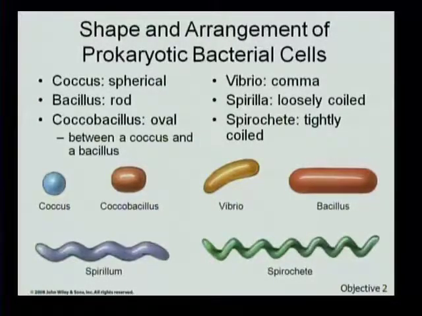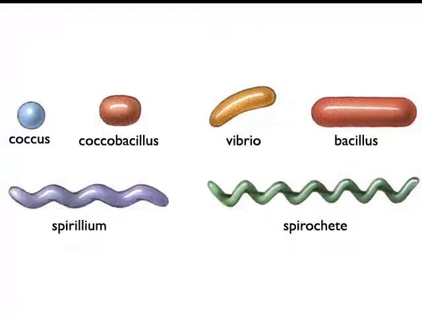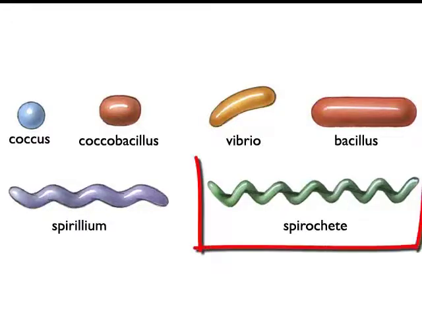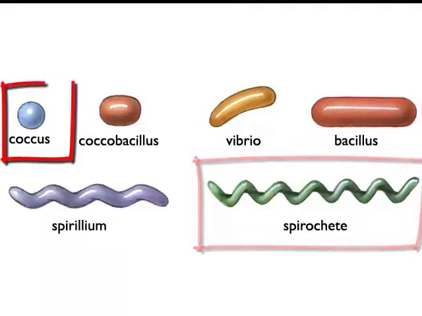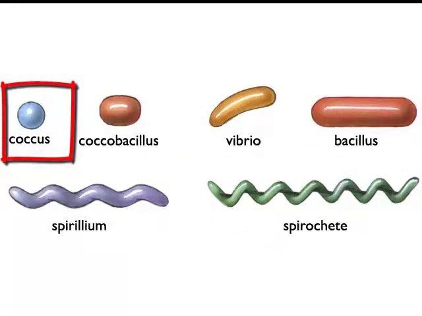Okay, so moving on to objective two, let's look at the shape and arrangement of prokaryotic bacterial cells. Remember, they're just single-celled organisms, but look how different they look. Look at the difference between a spirochete down on the bottom right and a coccus on the top left. These are all prokaryotic cells. They're weird and funky and cool.